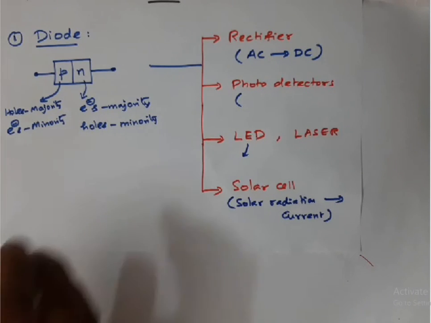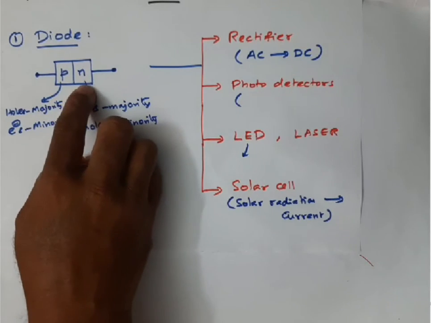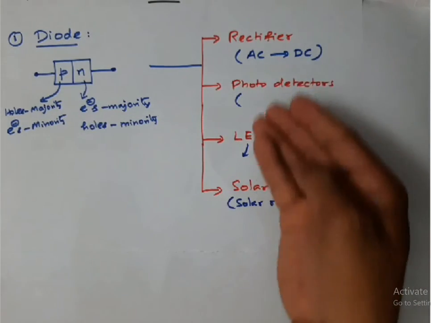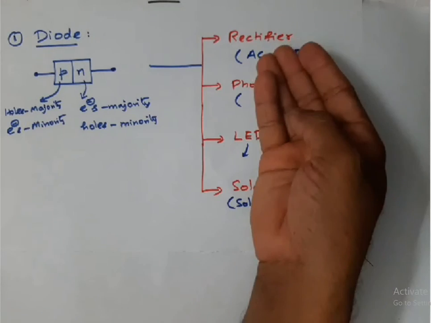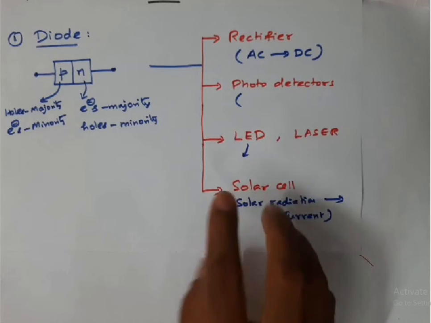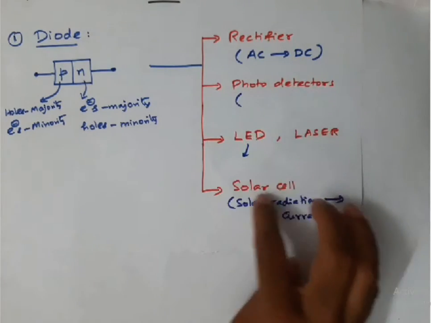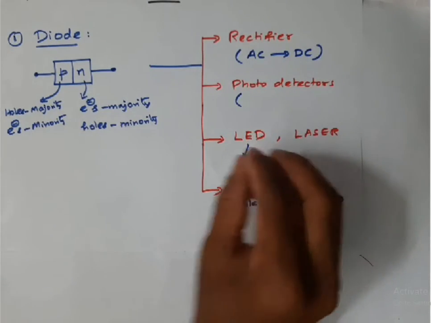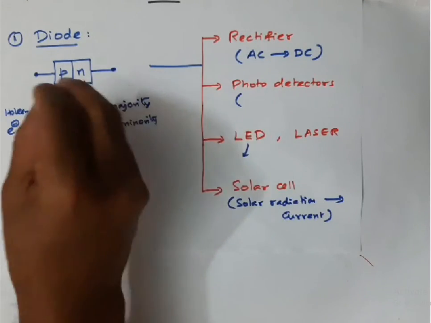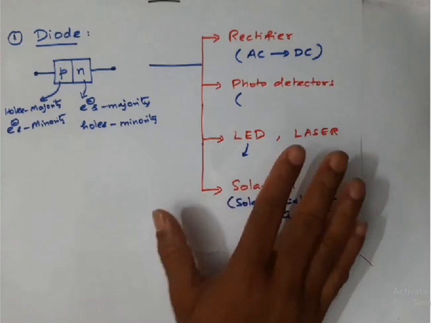Okay, so by the combination of a p-type and n-type semiconductor, we can make many devices actually: rectifiers, photodetectors, LEDs, lasers, solar cells, etc. So all these devices basically consist of diodes. Remember, this is very important.